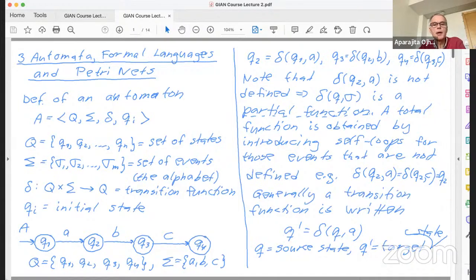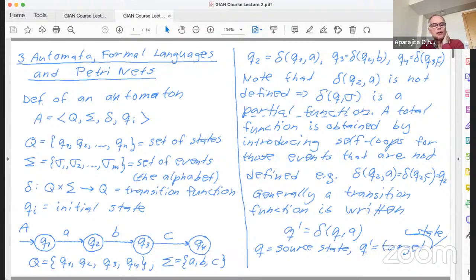So in this case, we have one transition from the initial state Q1 via the event A to the state Q2. So this is one example of a transition from Q1 to Q2. And then you have from Q2 to Q3 and from Q3 to Q4 via the event C. So these are the three transitions or mappings from the different states here.